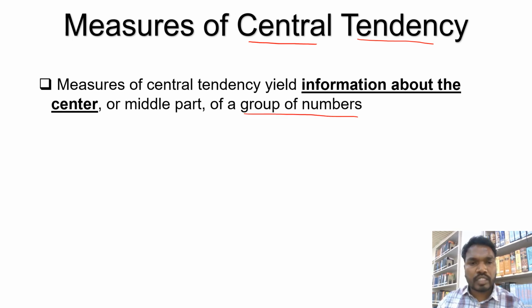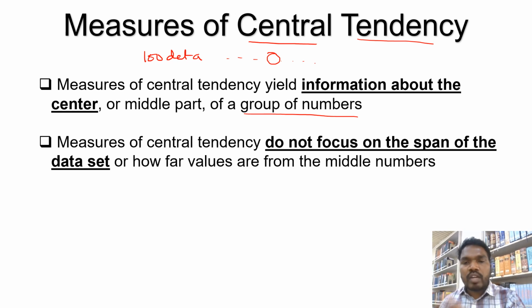As I said, when you have 100 data points, these numbers are put like this. It just gives the central value. What is the middle number? What is the middle part which is connecting all the data points? It does not focus on the span of the data set or the data observations. It just gives only the middle number which can represent all the data points, right?